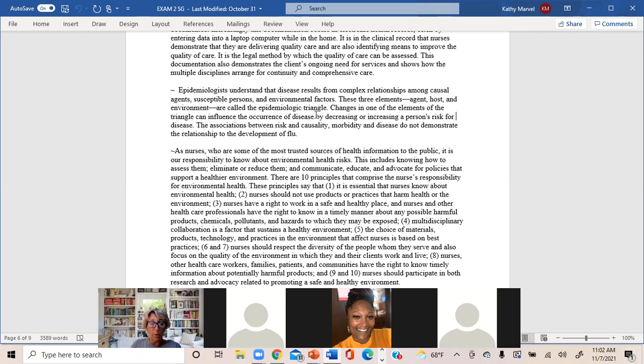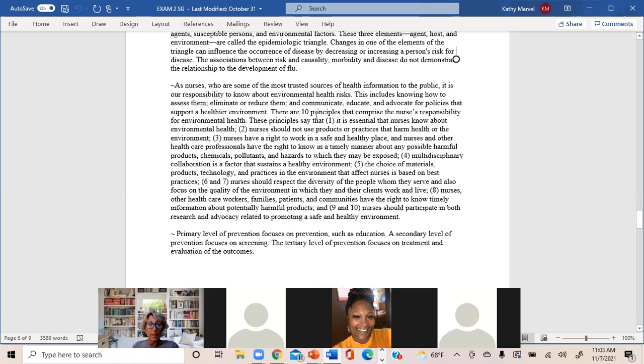And if anybody's in the book now, they can go into chapter 9 and find where that box is and let the rest of us know the page. 139. There you go. Page 139? Yes, 139. So I would encourage you to go back and have a look at page 139 in that box that talks about the agent, host, and environment.